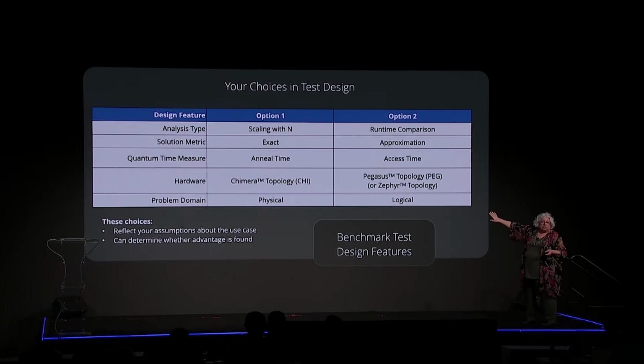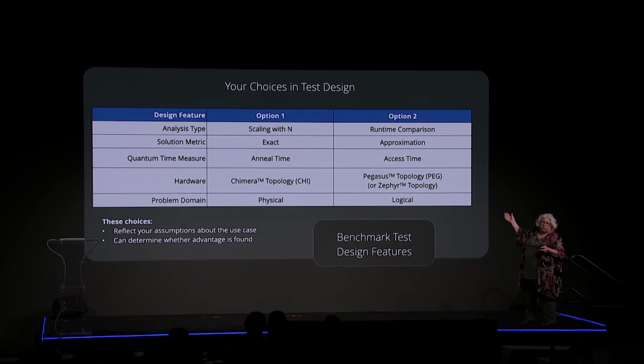It matters whether you choose an exact metric, where you want to know the probability of finding an optimal solution, or an approximation metric, which has to do with how close it is to optimal in terms of the objective function value.